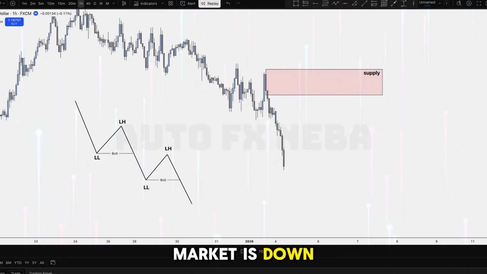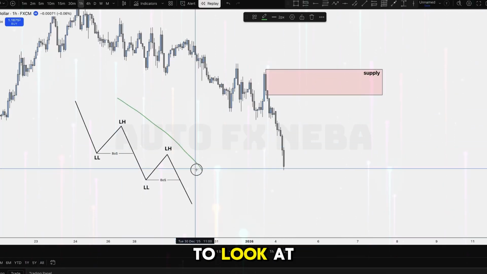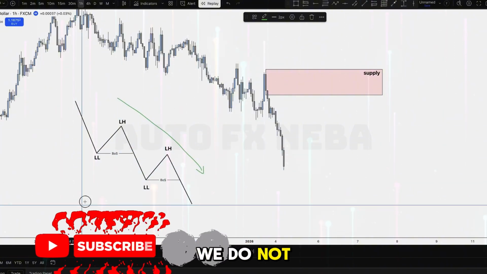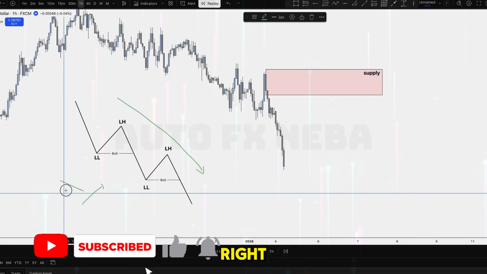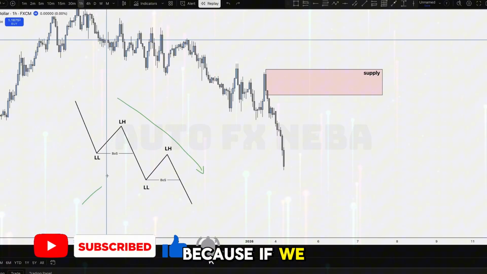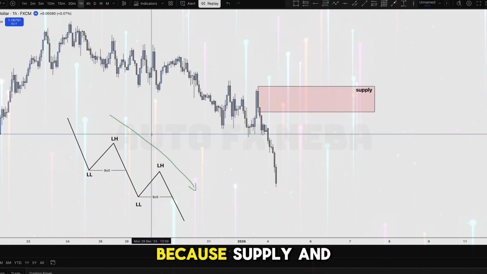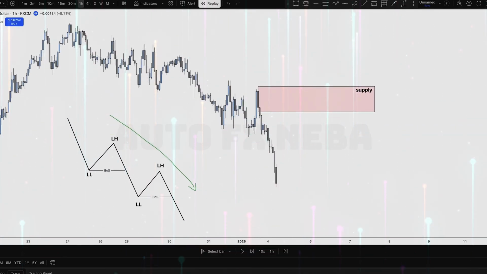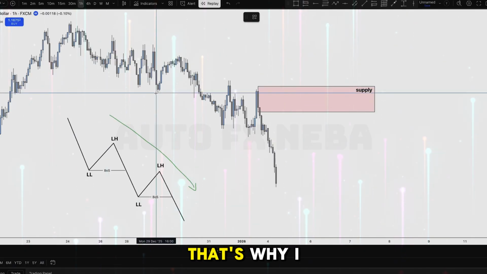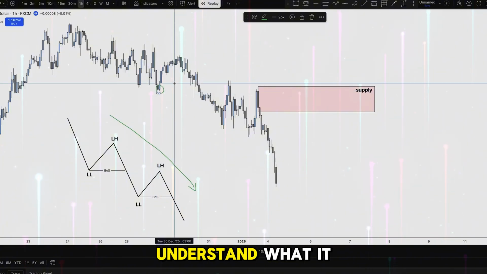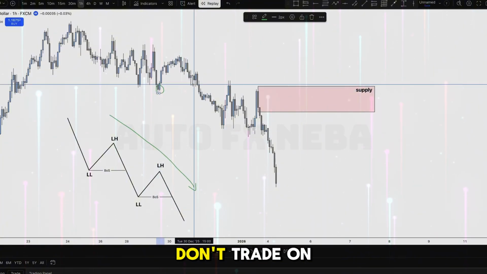Now, if the market is downtrending, we only want to look at supply zones within the current downtrending phase of price. We do not want to look at uptrends, right? Or demand zones. Because if we look at demand zones in a downtrend, we will get destroyed. Basically, because supply and demand is a concept that visually seems to appear everywhere, that's why I explained the concept and theory for so long at the start of this video, we need to understand what it actually is so that we don't trade on the wrong side of it.